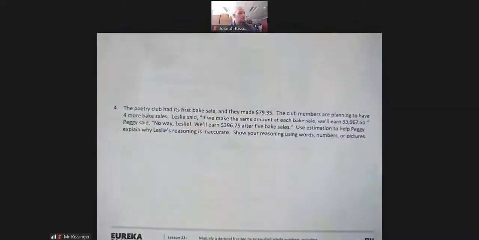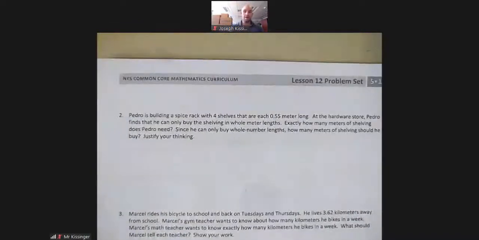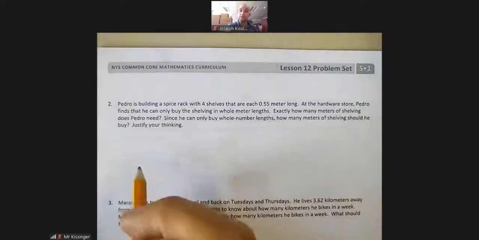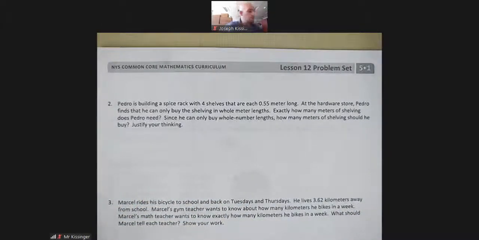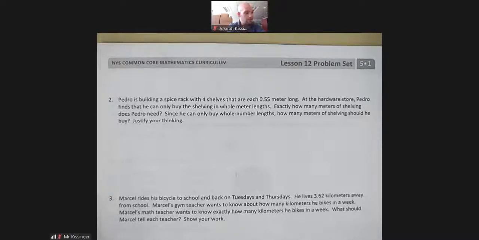And then let's try a word problem. We'll see if we can use this skill to find out where our decimal point goes, or at least to double check that we're putting our decimal point in the right place. It says Pedro is building a spice rack with 4 shelves that are each 0.55 meters long. At the hardware store, Pedro finds that he can only buy shelving in whole meter lengths. Exactly how many meters of shelving does Pedro need? Since he can only buy whole number lengths, how many meters of shelving should he buy?